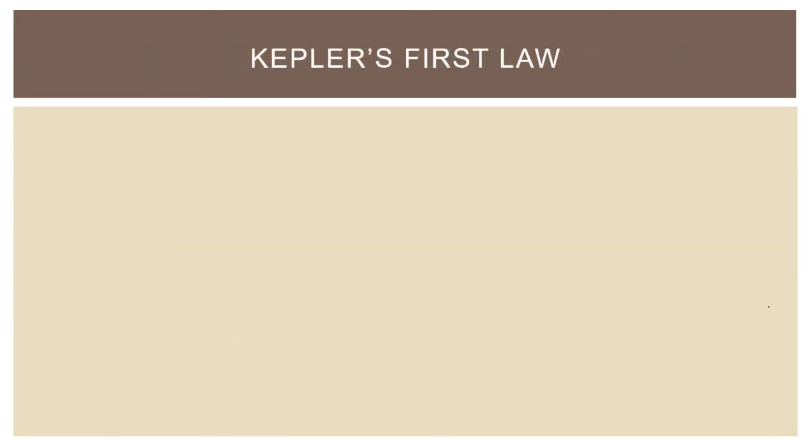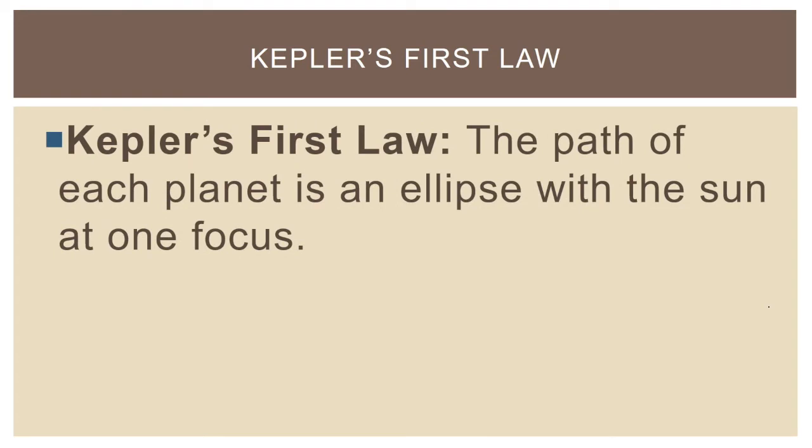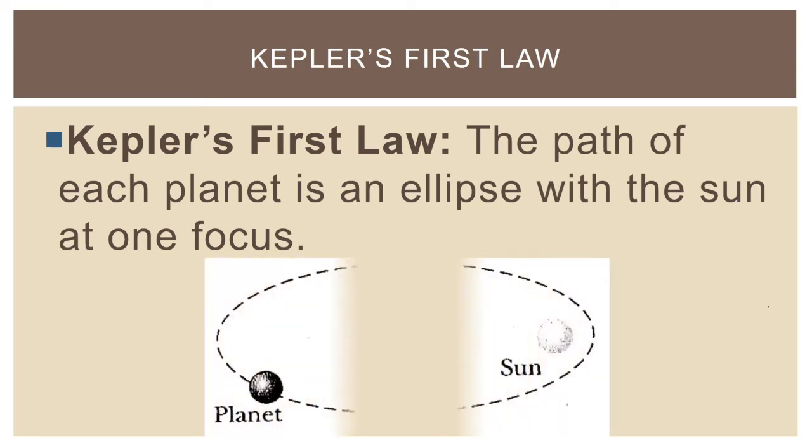And so Kepler's first law, at first glance, looks really simple. Kepler's first law says the path of each planet is an ellipse with the sun at one focus. That's it. And so if we were to sketch it, it would look like this. And so here we see this elliptical path. From this particular point of view, the planet is orbiting counterclockwise, as you can tell from these arrows here. And the sun is located at one focus of the ellipse.